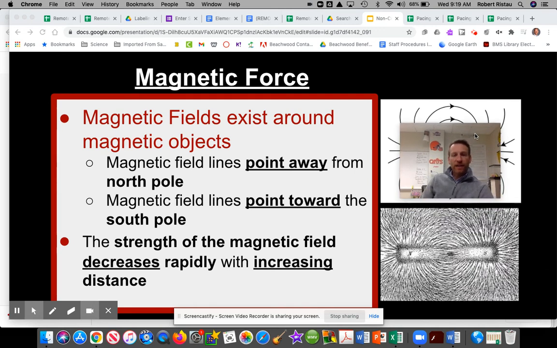The strength of the magnetic field decreases rapidly with increasing distance. We have seen this and heard this throughout this unit so far. As you get further away from these objects that are exerting the non-contact force, the strength becomes weaker. That is a characteristic of all 3 non-contact forces that we've looked at. That's important to remember, that they share that characteristic.